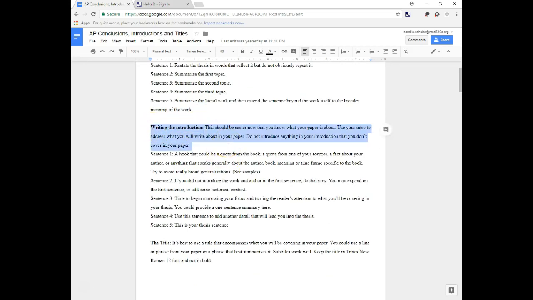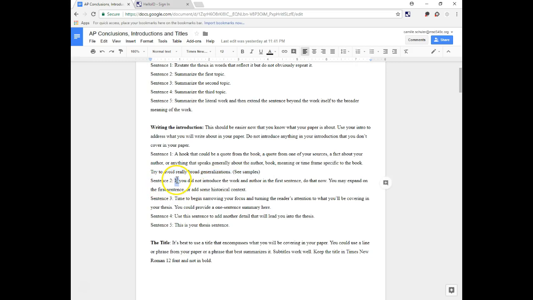And this should be easier now that you know what your paper is about. You want to use your introduction to address what you're going to write about in your paper. So don't introduce anything in your introduction that you don't cover in your paper. That wouldn't make sense. The first sentence, you want to have a hook that could be a quote from the book, a quote from one of your sources, a fact about your author, a quote from your author, or anything that speaks generally about the author, book, the meaning, or the time frame specific to the book. Really try to avoid, I would say, absolutely no broad generalizations like, oh, in the world today we see.